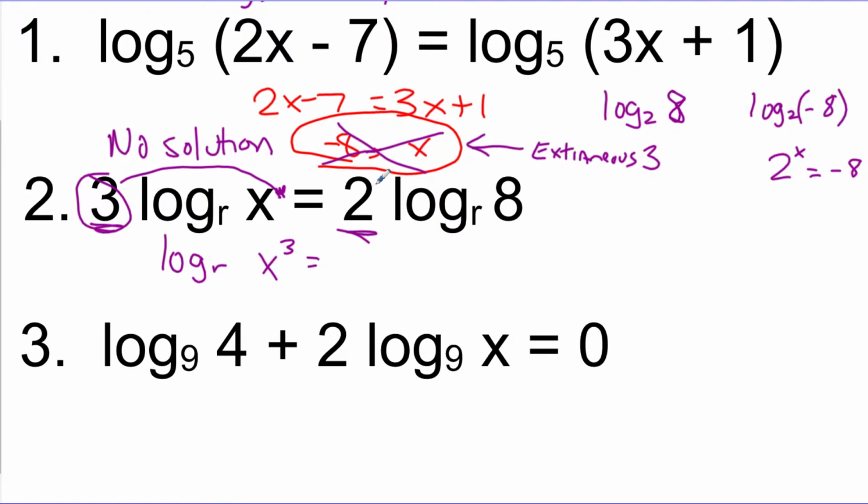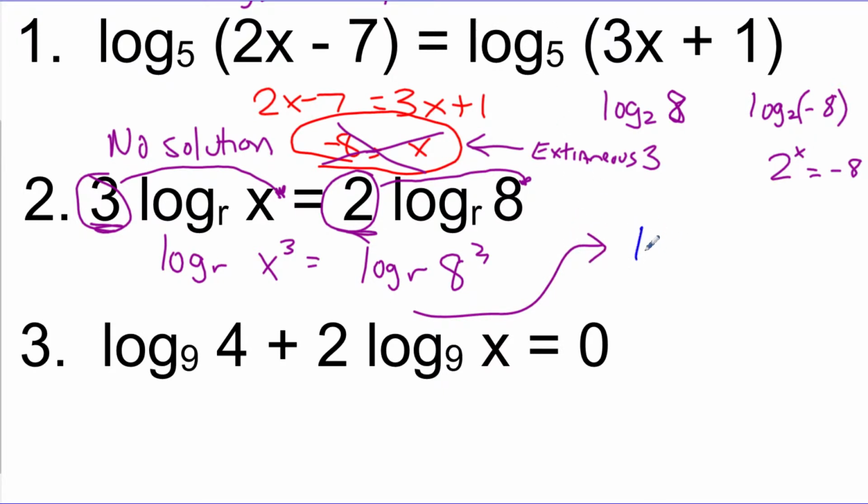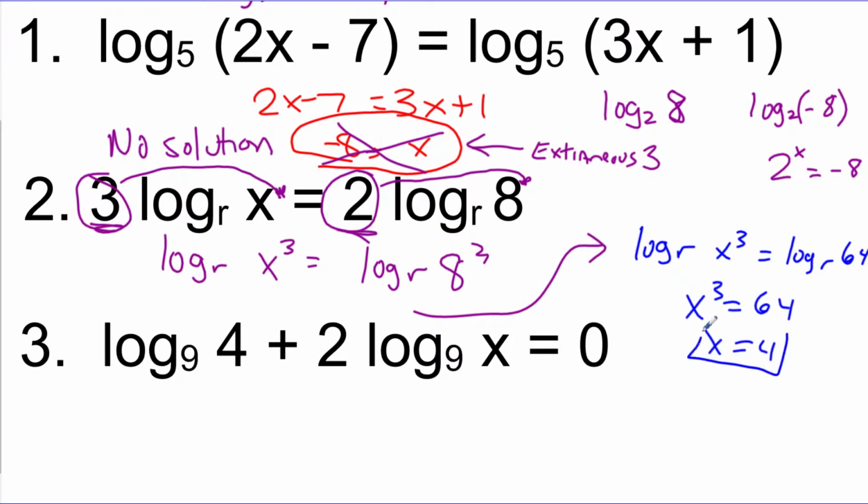And I can do the same thing here. I can take this 2 and bring it in as the exponent of 8. It would be the log base r of 8 squared. Okay, so I'm going to come over here where I've got some space. I'm going to say this is now the log base r of x cubed is equal to the log base r of 64. Now I have my ideal situation, log on the left, log on the right. That means x cubed is 64, which means that x has to be equal to 4. Okay, and again, I'm going to do a quick check.